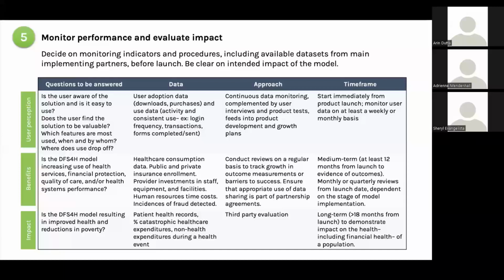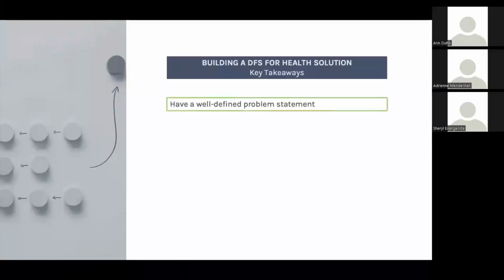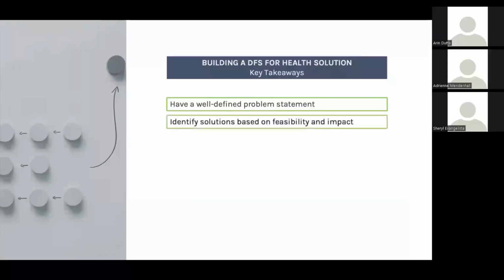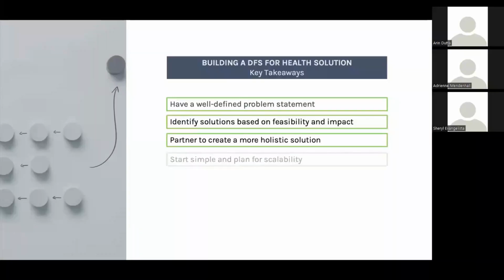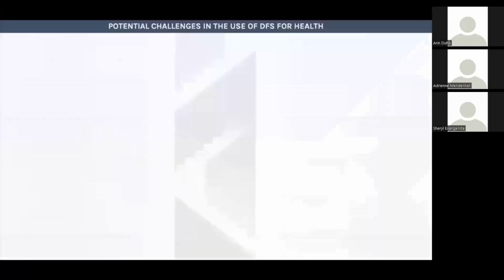These types of evaluations are best done by a third party in order to truly demonstrate that impact at the population level. So the key takeaways for building a DFS for health solution is having a very well-defined problem statement, identify solutions based on the feasibility and impact, partner so that you can create a holistic solution, start simple, plan for scalability, and of course, monitor frequently to ensure that the product is user-centered and evaluate for impact.